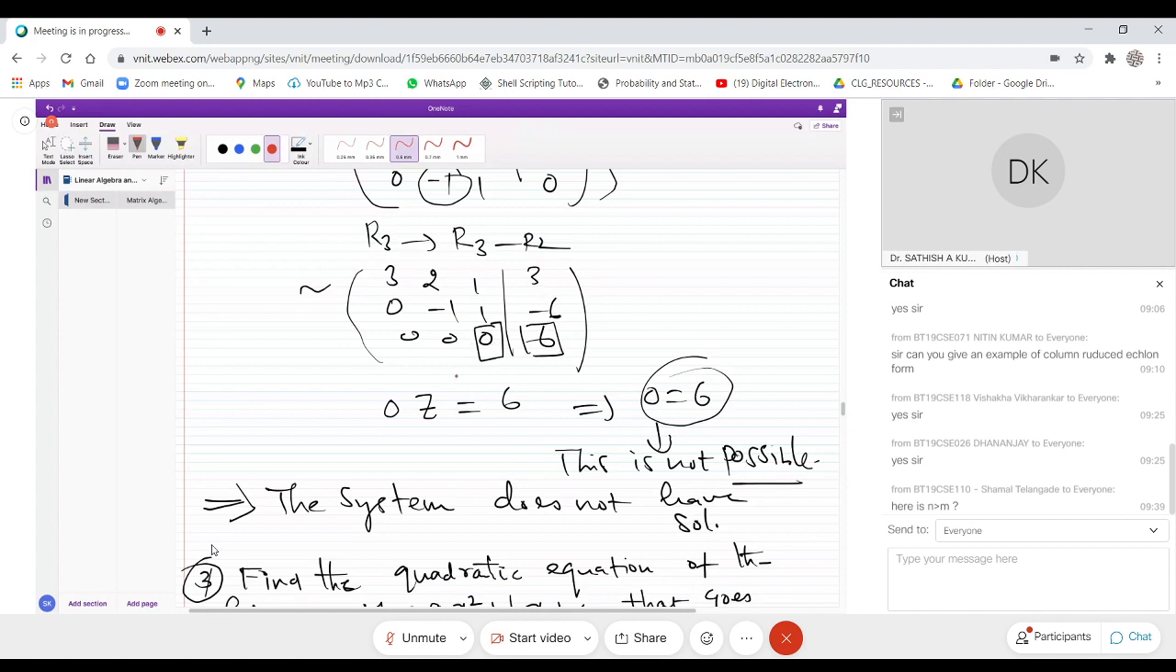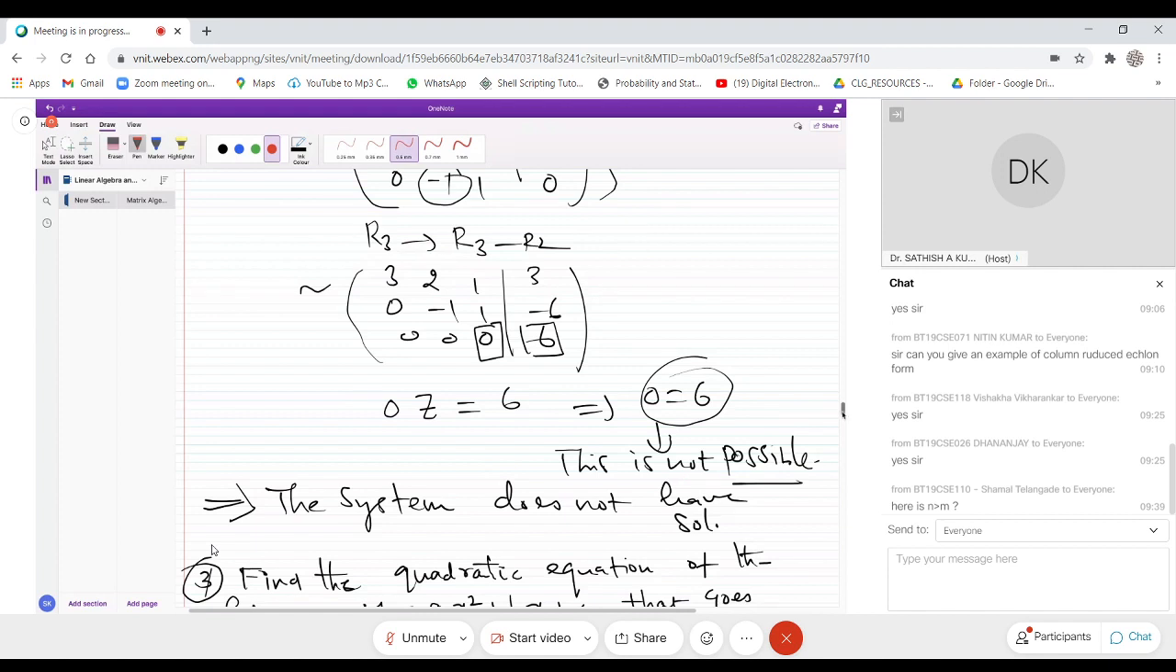Okay, in that case, you can see that rank of A is 2, but rank of AB is 3, because AB involves this column and this row also. 0 0 0 6 is also there, and then 0 1 minus 1 6 is there. Therefore rank of A is 2, but rank of AB is 3. So these two are not the same. So a solution is not possible. I mean, no solution exists. The system will have no solution.